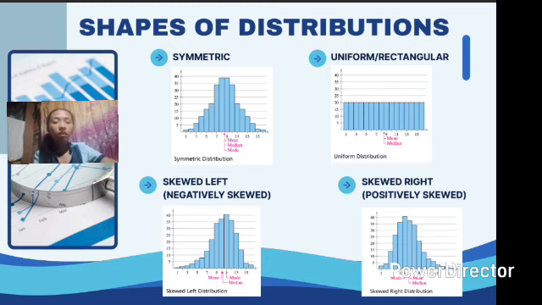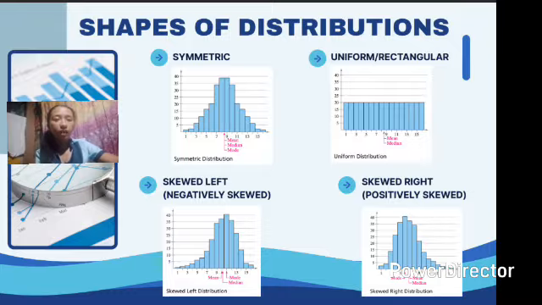So next, or the second one, is the uniform or rectangular distribution. In a uniform or rectangular distribution, all values or class intervals have roughly the same frequency. The graph appears flat or rectangular, showing that no single value or range dominates the data. So this type of distribution suggests that each outcome has an equal or nearly equal chance of occurring.